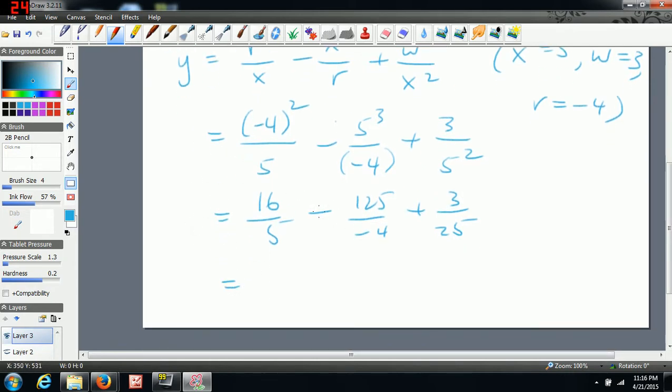At that point, here I notice I have 2 negatives, so that actually will become positive. So I can deal with that first. So these 2 negatives would become positive. They would cancel each other out. Now at this point, if you were asked to give the answer as a fraction, you would have to get common denominators before you could go ahead and add these fractions up.